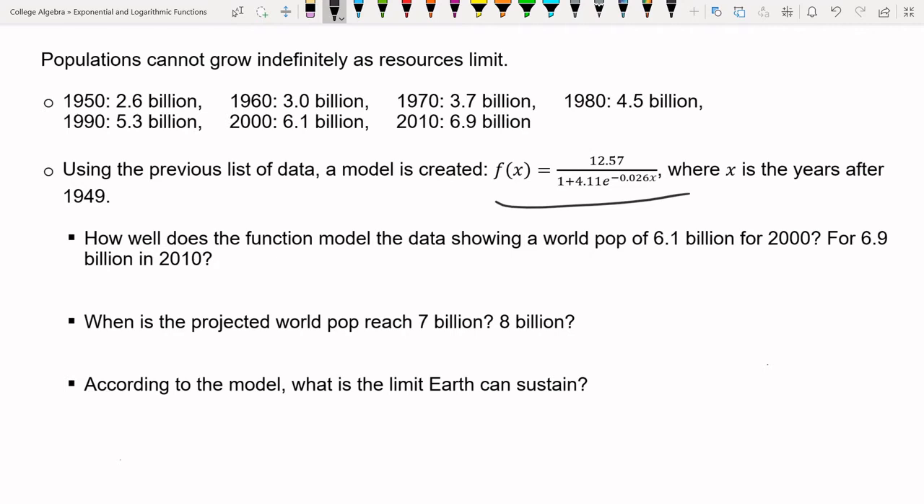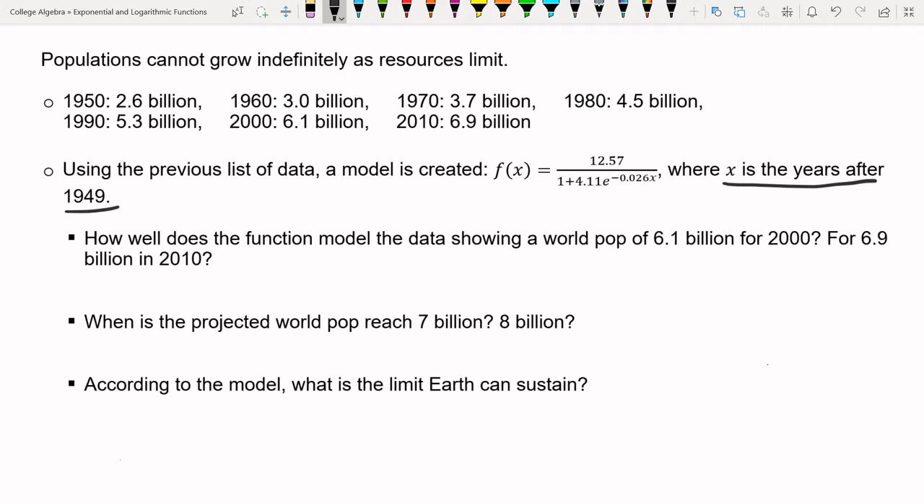And x is the years after 1949. That's important to remember. X is the years after 1949. So this model estimates what the population will be in a certain period of time. And this kind of takes into account limiting resources, things like that. It takes that into account, and you'll see that as we go through the problems here.